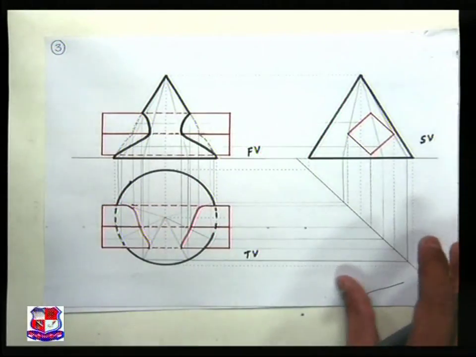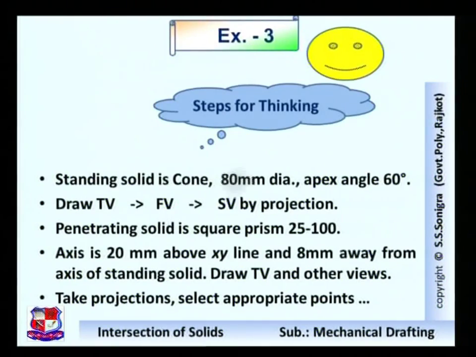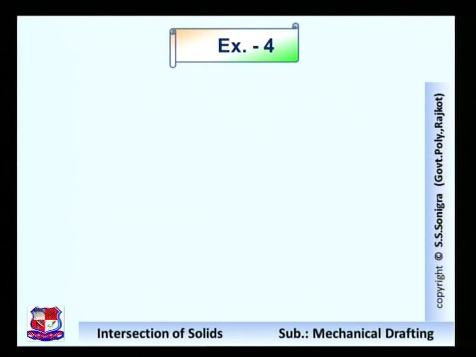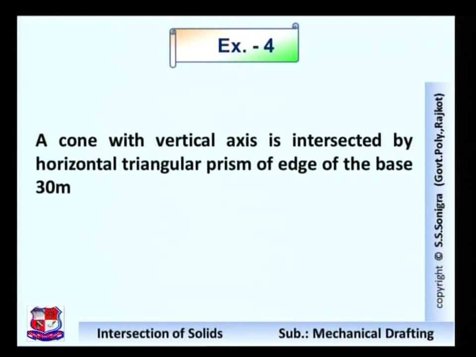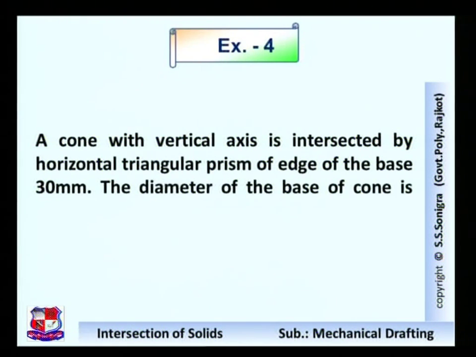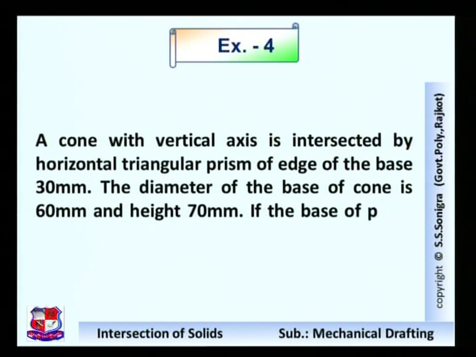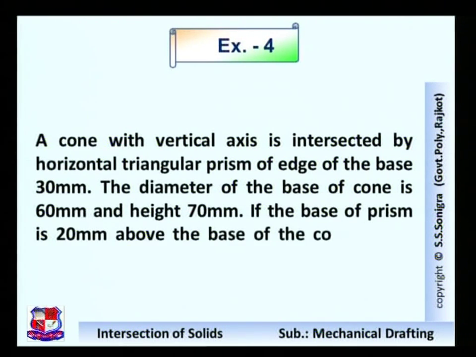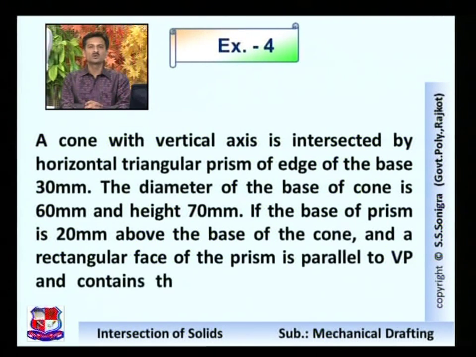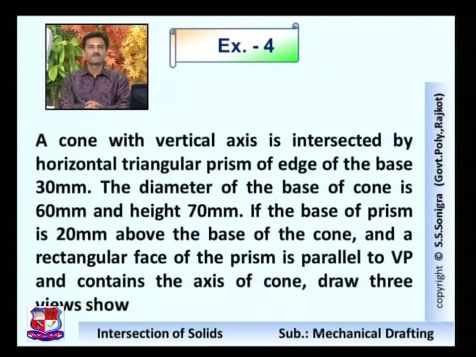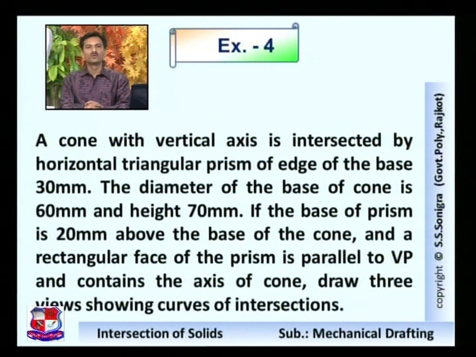Now next problem, problem number 4. For this fourth problem, the data is given like this. A cone with vertical axis is intersected by a horizontal triangular prism, edge of the base 30 mm. The diameter of the base of cone is 60 mm and height is 70 mm. If the base of prism is 20 mm above the base of the cone and a rectangular face of the prism is parallel to VP and contains the axis of cone, draw 3 views showing curves of intersection.